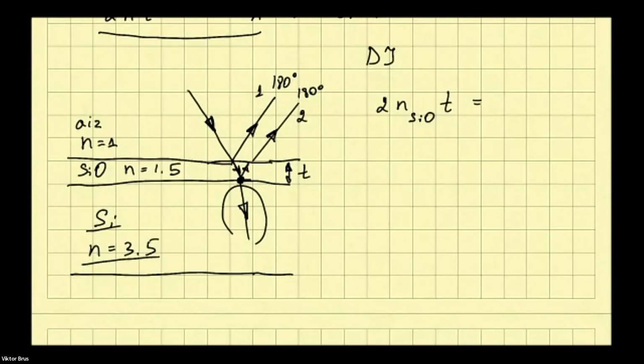For destructive interference, it should be lambda divided by 2. So this optical path difference should be half of the wavelength of the light. And you would say, okay, there is, we need to highlight the fact that sunlight is a combination of many different wavelengths. So we observe sunlight in a quite broad spectrum.